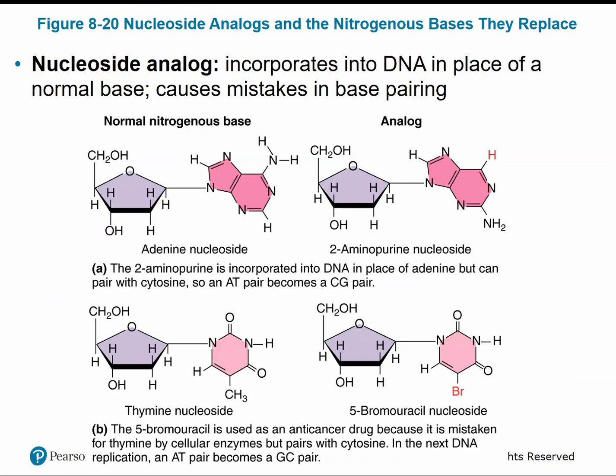Nucleoside analogs incorporate into DNA in place of the normal base, so they cause mistakes in base pairing. These analogs are chemically, structurally very similar to our normal bases, just with minor modifications, but they're similar enough to be incorporated into the DNA and cause those mismatched pairings.